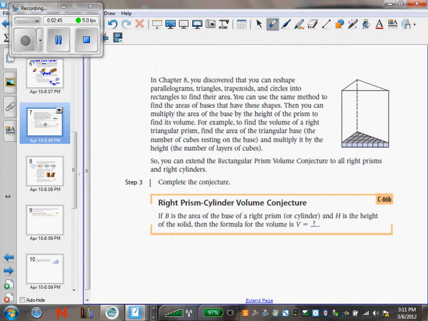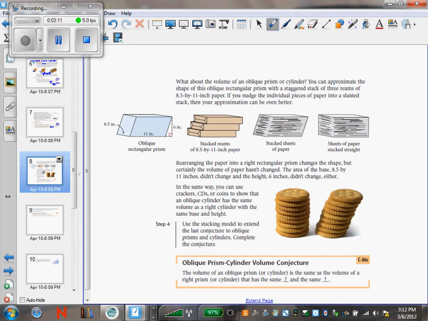So if it's a cylinder, the base is a circle, so instead of writing big B, which you can still just write, you can write pi r squared times h. So that is conjecture 86B. Make sure you put me on pause and get those into your notes.